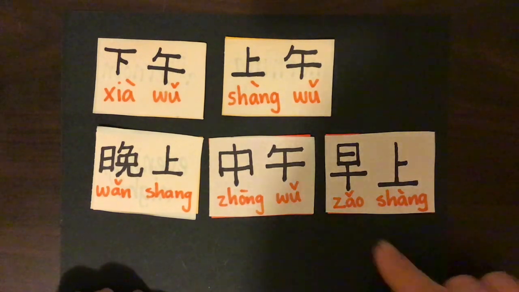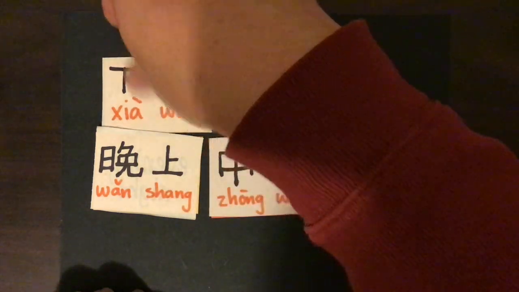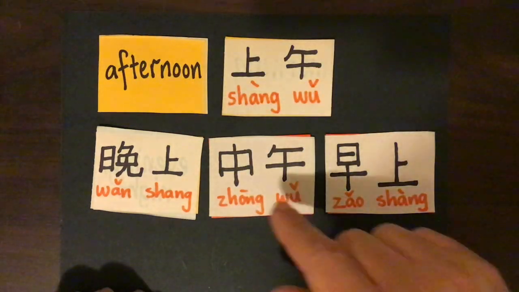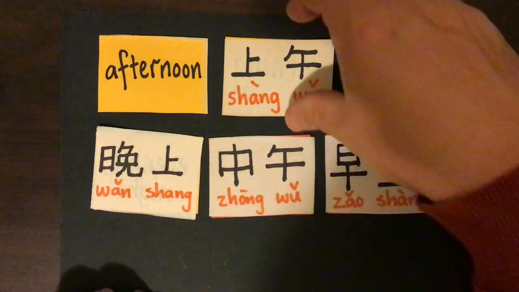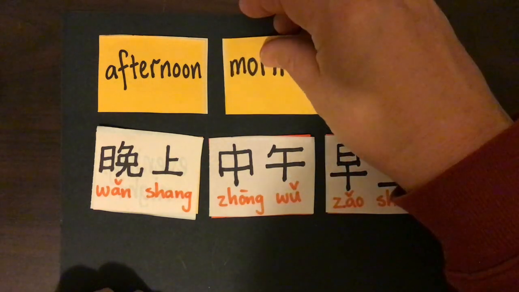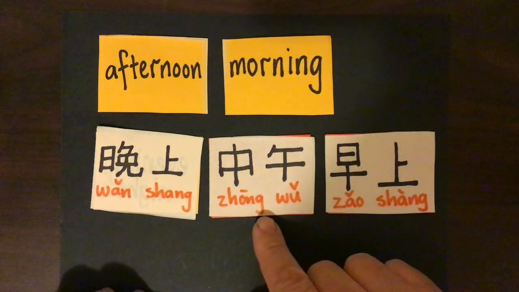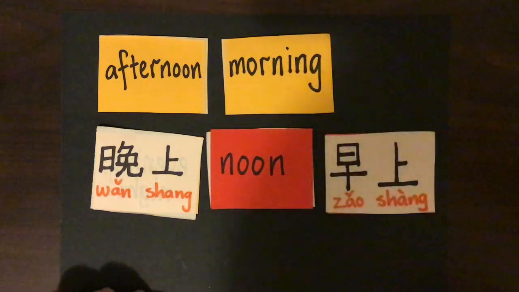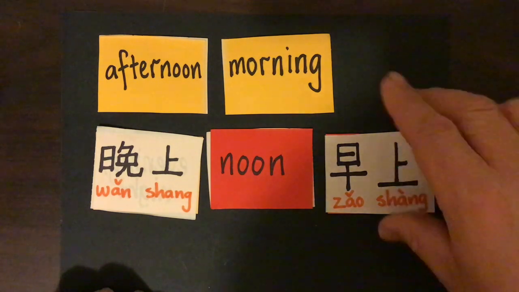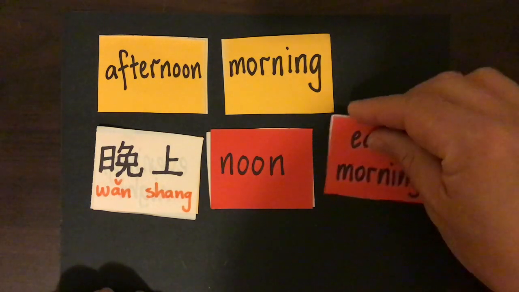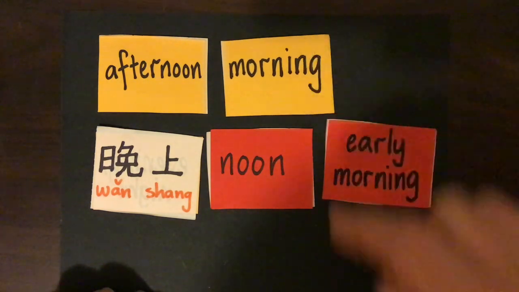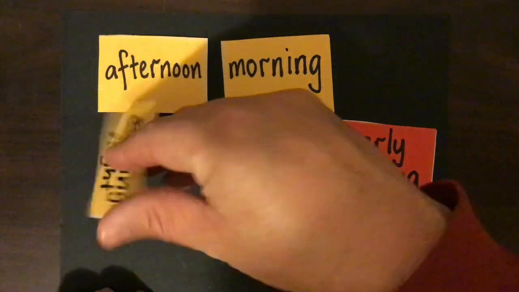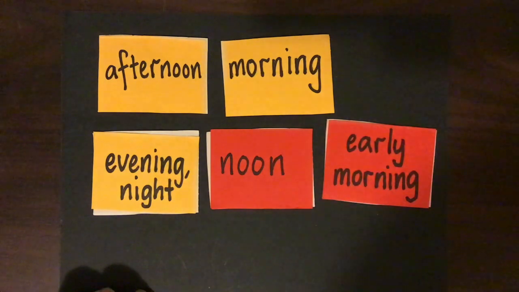Let's have a look. 下午 is afternoon. 上午 is morning. 中午, middle of the day or noon. 早上 is morning but early morning, so this will happen before this. Last one, 晚上, which is evening or night.